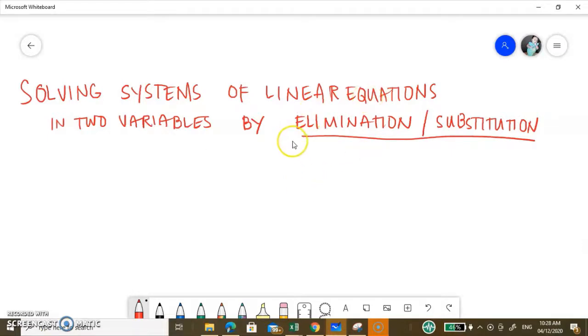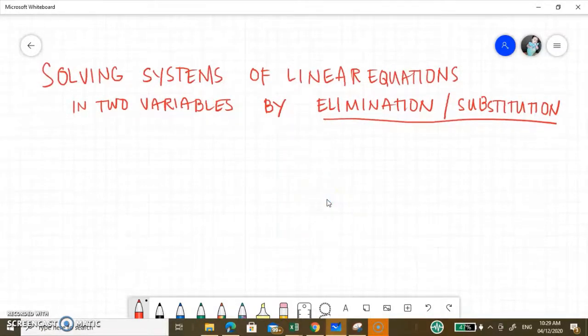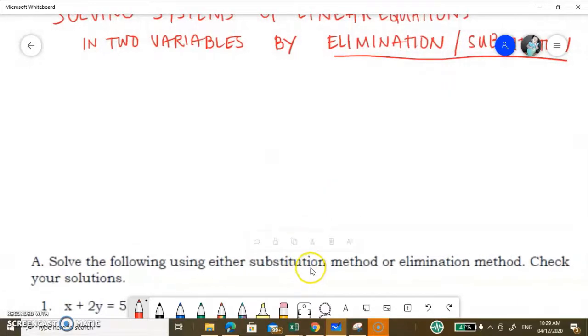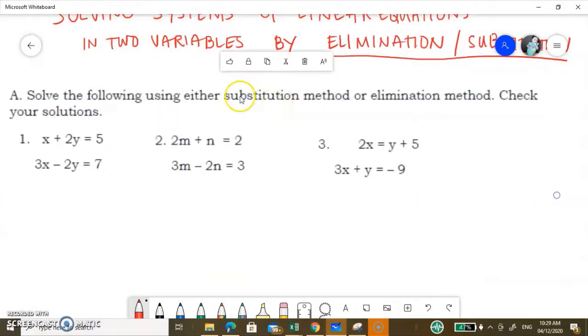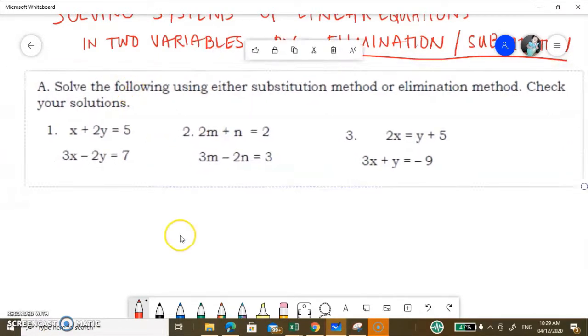Last meeting, our discussion was still about solving systems of linear equations in two variables, but it was by graphing. So now we would have the other two methods, which are the elimination and substitution, and we can also have the combination of both methods. So let us have our systems of linear equations in two variables. Let us use the given in your module. So these are problems found in your module.